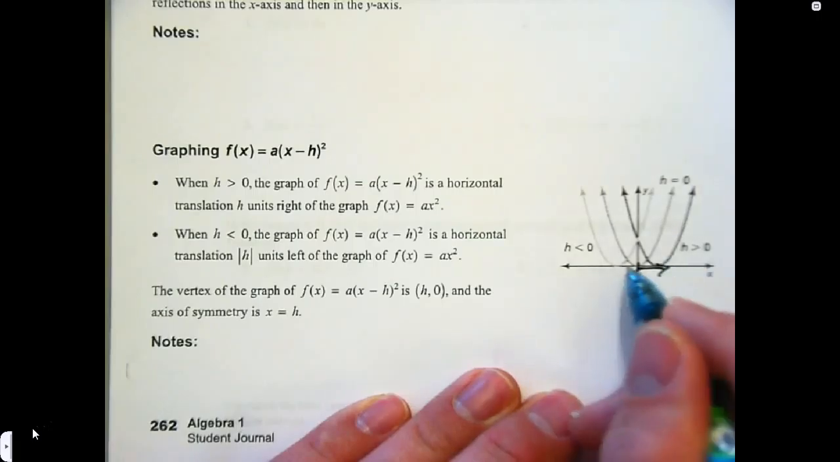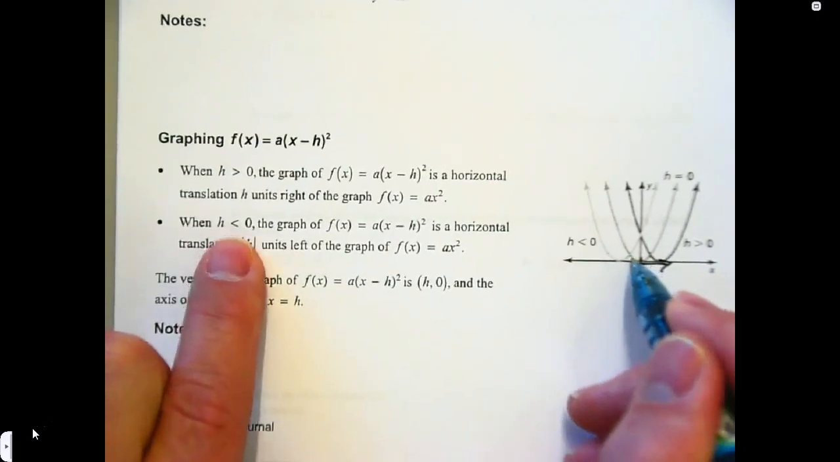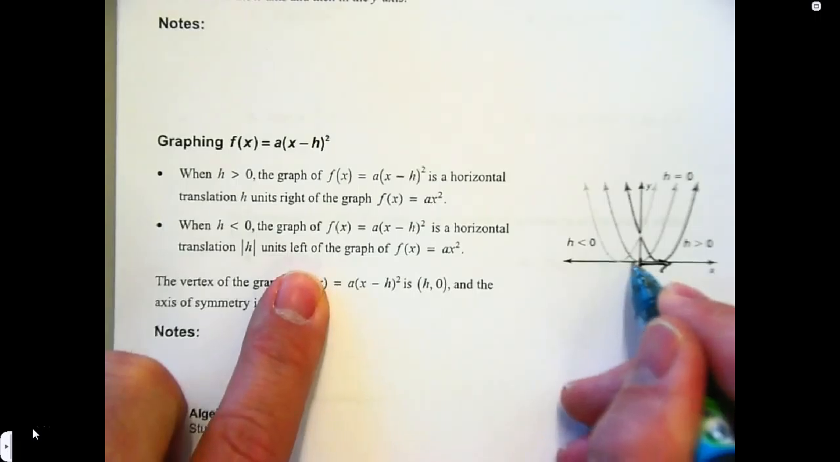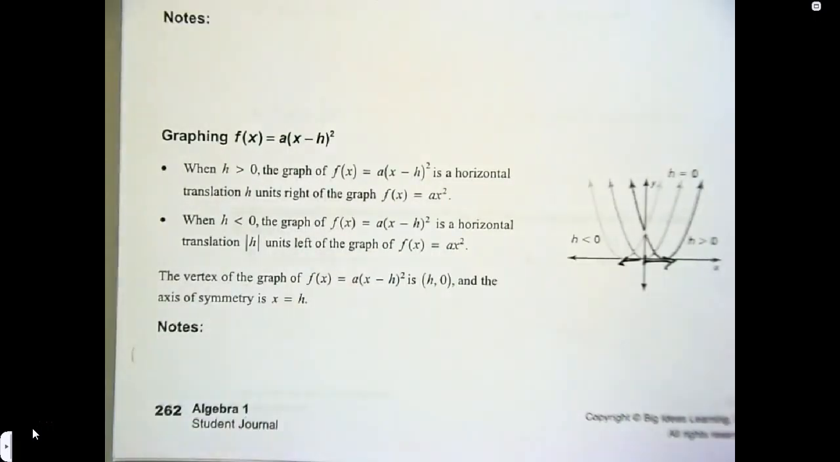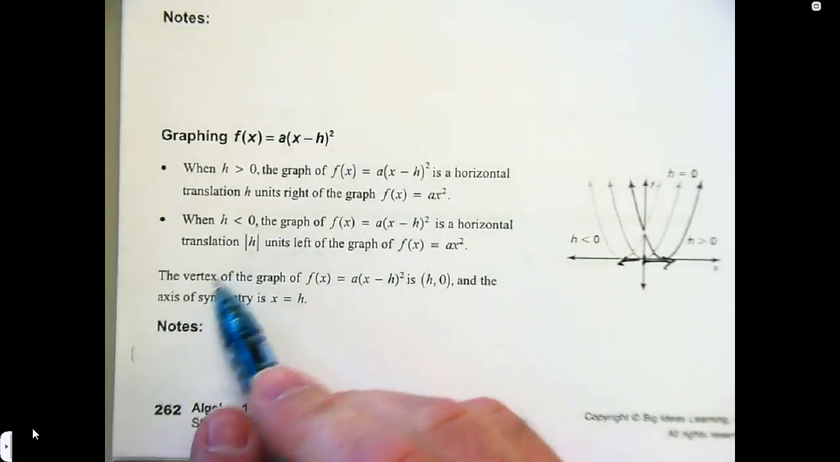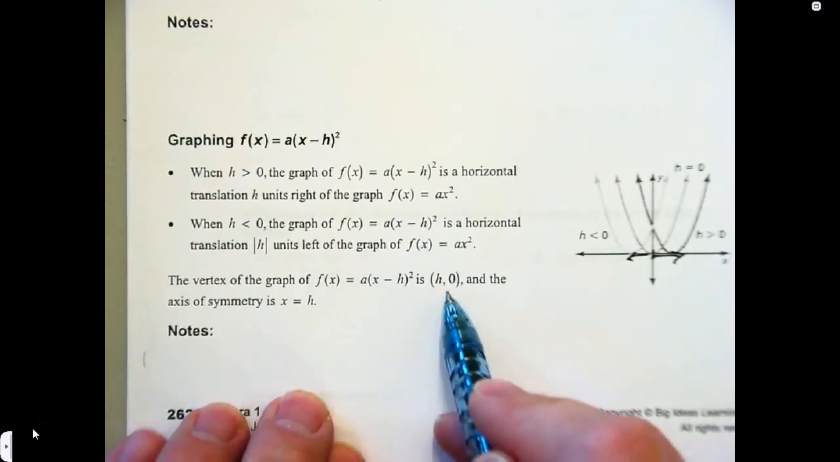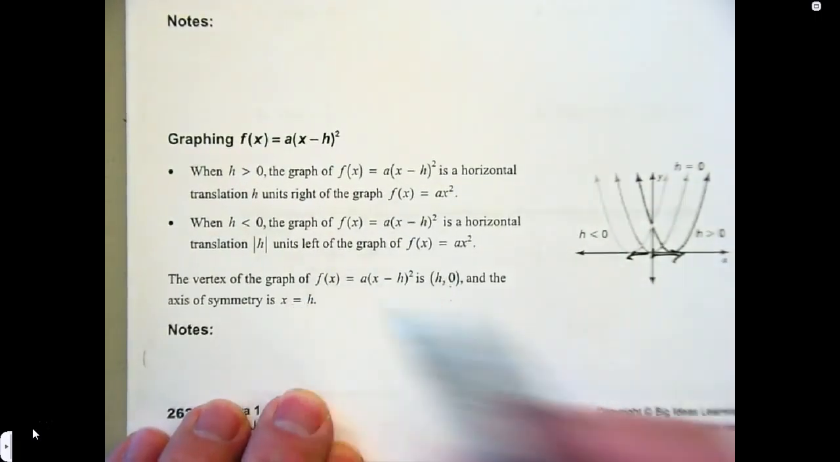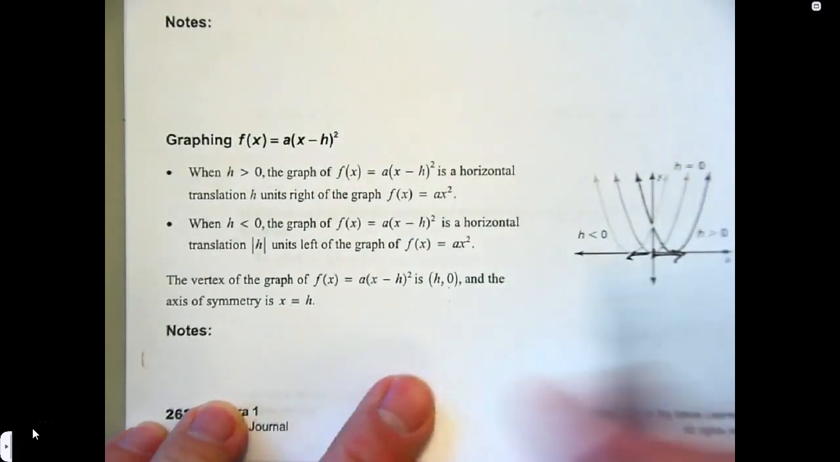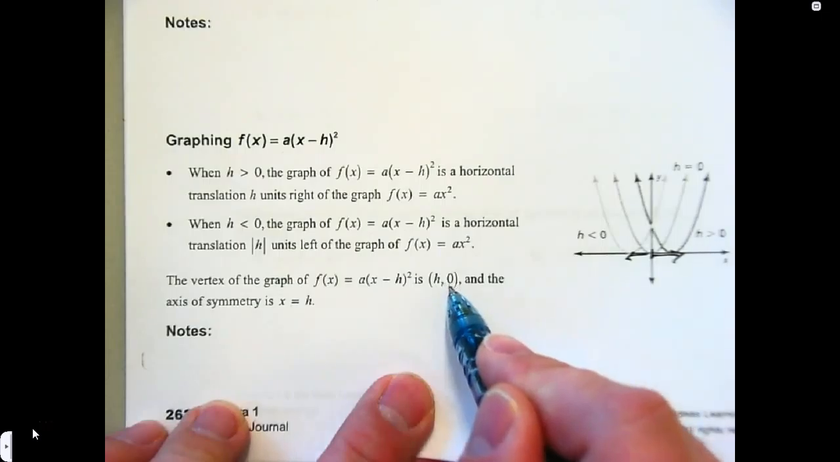When it's less than 0, it's a horizontal translation to the left. It's moving this way. The vertex of the graph is (h, 0). The axis of symmetry is x equals h. Now, notice it says (h, 0). That's when there's no k value.